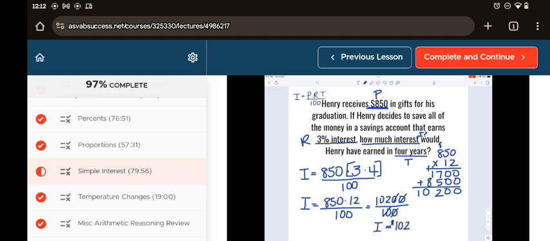So in this question here, how much does he earn in 4 years? It's $102. So simple interest is pretty easy in the sense that all we do is plug stuff in and then solve, okay? All right, I hope that makes sense. Let's go ahead and take a look at another example.